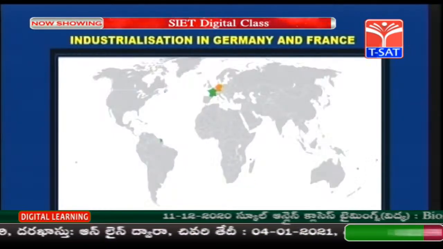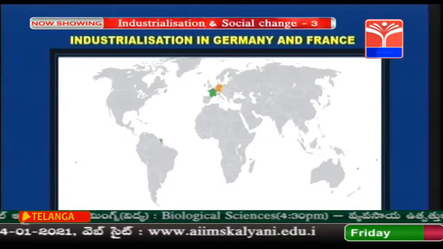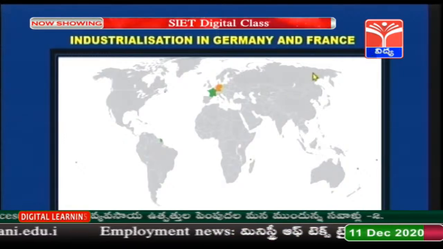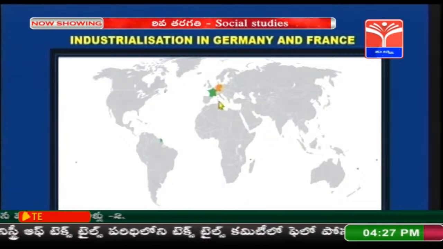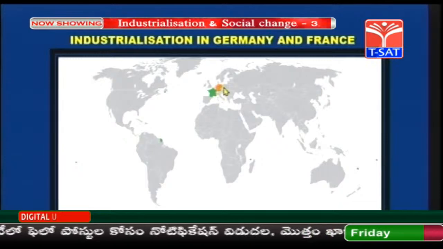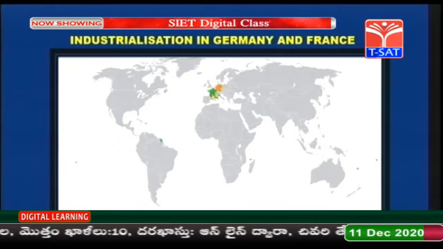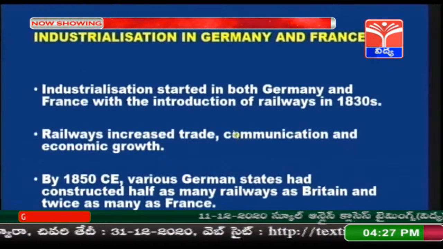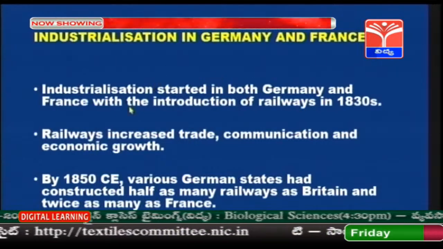Now here we come to the end of the last part of this chapter, that is industrialization in Germany and France. Can you locate Germany and France here? Yes, here the green one is France and the orange one is Germany, and above this area is the United Kingdom. Okay. Industrialization in Germany and France.